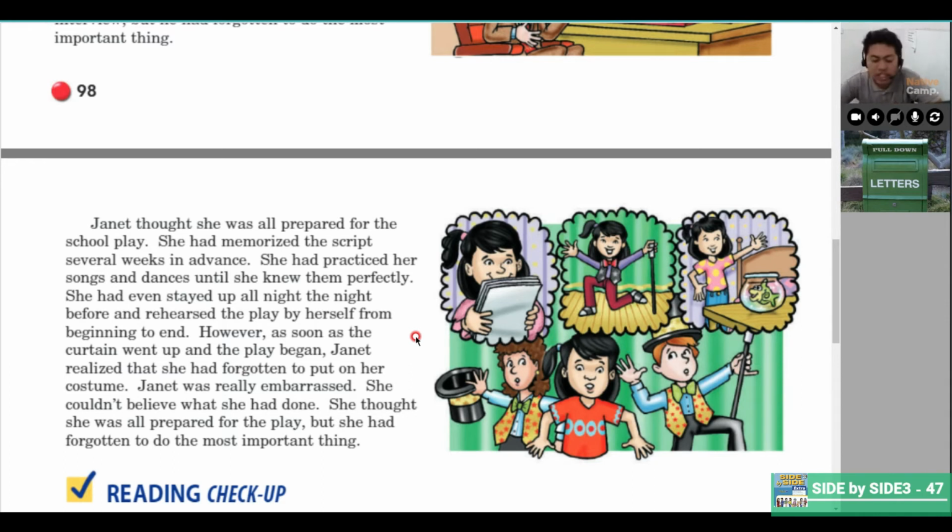Let me ask you again, what had Janet done to prepare for the play? She had practiced her songs and dances. She had even stayed up all night the night before and rehearsed the play by herself from beginning to end. Okay, that's right. So she practiced and memorized her script, rehearsed her play, stayed up the night before. Okay. Next, what was the thing that she had forgotten to do?